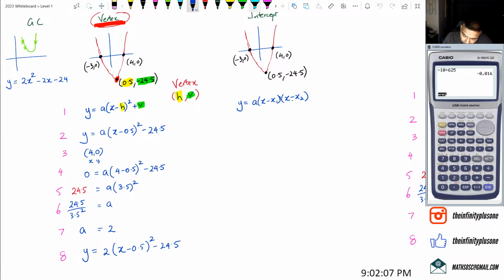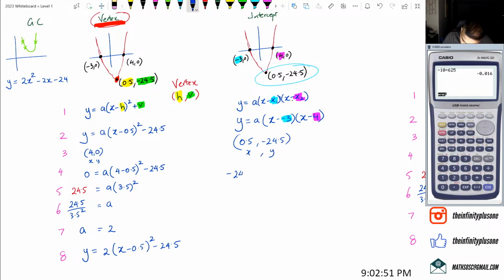With the intercept form, what you do is you basically choose x1 to be the intercept and then the 4 to be the x2. That's pretty much it. So it's a, x minus negative 3, x minus 4. You can see that the negative 3 is one of the intercepts and 4 is one of the other intercepts. Then to figure out what the a value is, this time you substitute the vertex in, or any other point that you have. So you would substitute 0.5, negative 24.5.